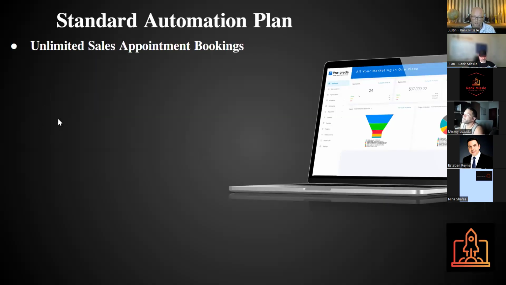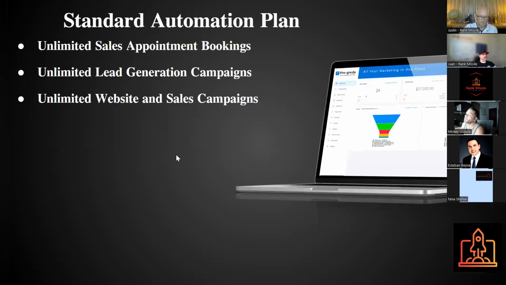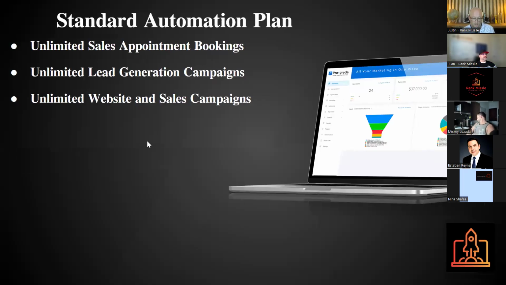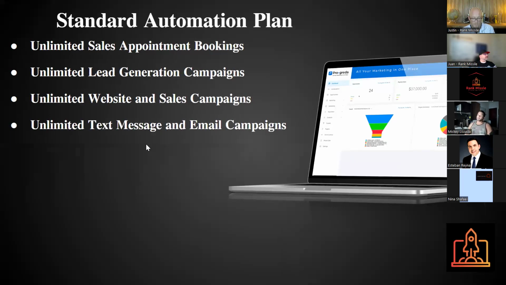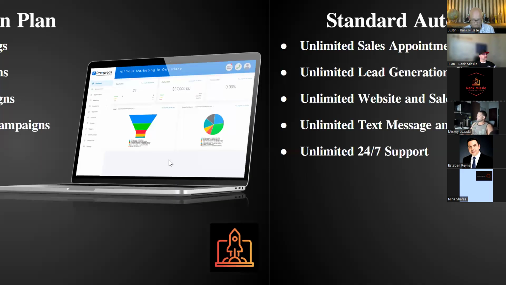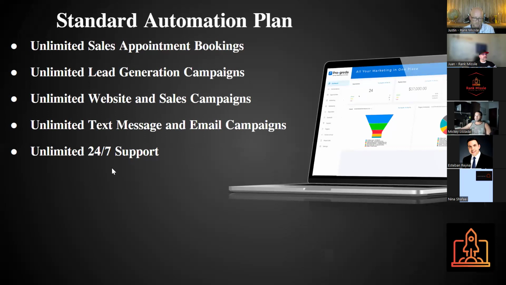You're getting our standard automation plan. This is unlimited sales appointments and bookings, unlimited lead generation campaigns, unlimited website and sales campaigns, unlimited text messages and email campaigns, unlimited 24/7 support, and this really unlocks unlimited potential.